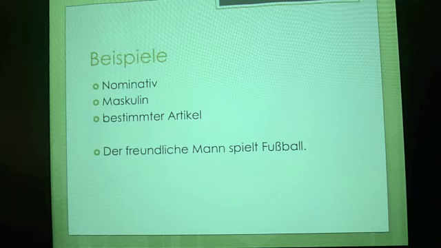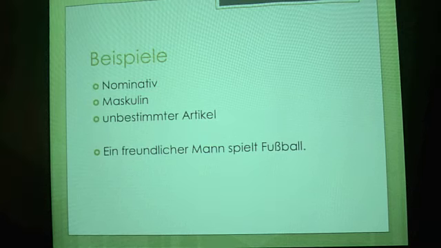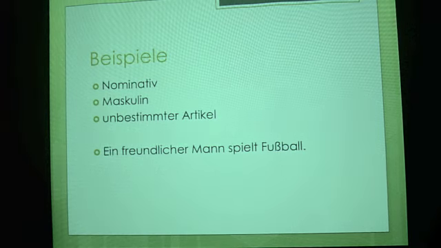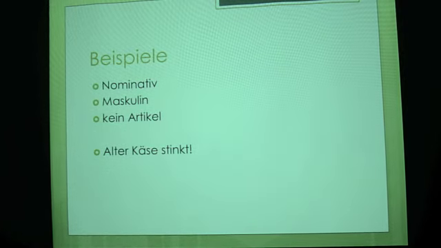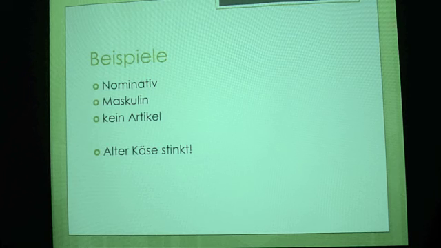Nominativ, maskulin, mit einem bestimmten Artikel, with a definite article, der, right? Der freundliche Mann spielt Fußball. There you have the weak e ending. With an indefinite article, you have the strong ending. Ein freundlicher Mann spielt Fußball. Since the indefinite article does not have the strong ending, you put it in the attributive adjective. Without an article, again, you need the strong ending in the adjective itself. Alter Käse stinkt.